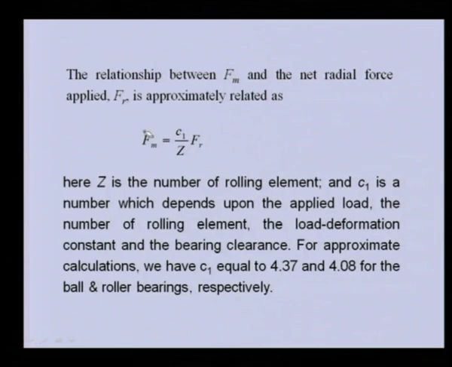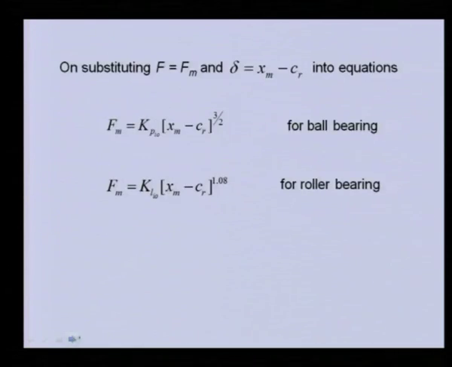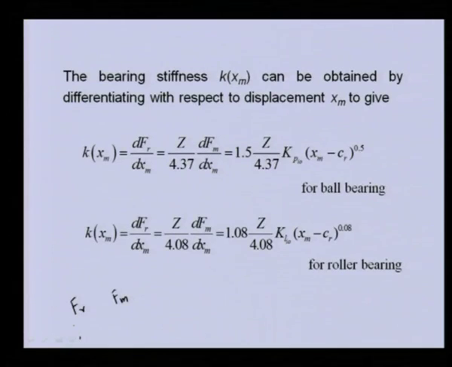So, this is the force on a particular ball which is just below, in the direction of the radial load. C1 is the constant, which is given as 4.37 for ball bearing and 4.08 for roller bearing. Z is the number of rollers. So, this expression we have used in the calculation of the stiffness, and this is coming from the exponent of the Hertzian contact for ball bearing and roller bearing.